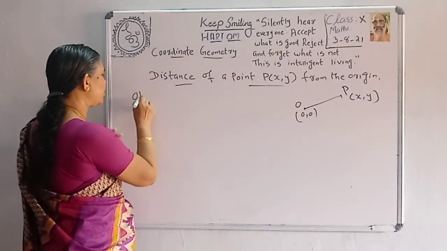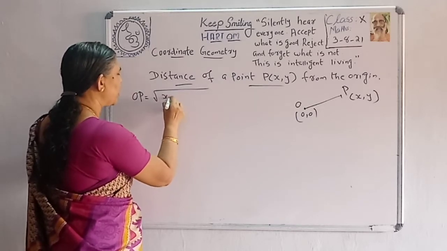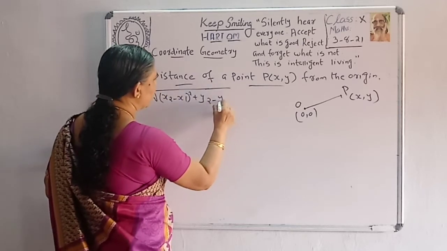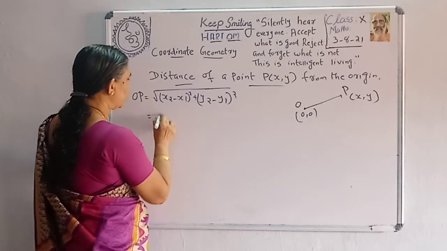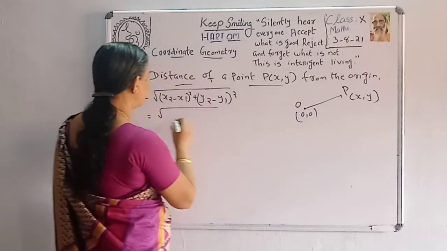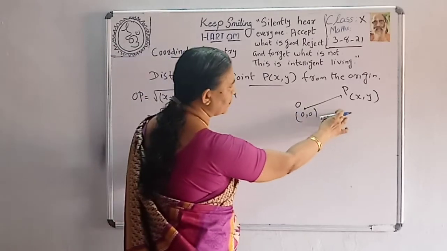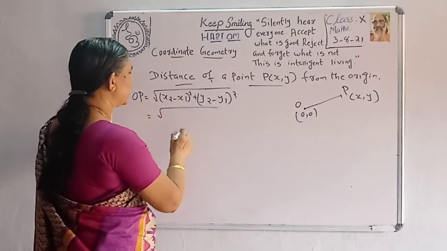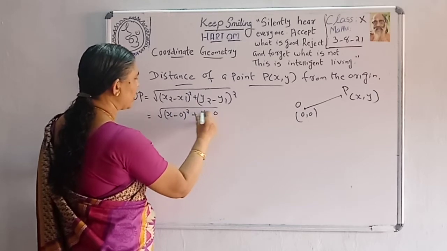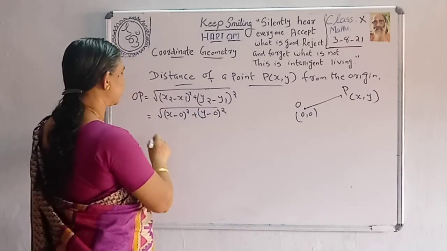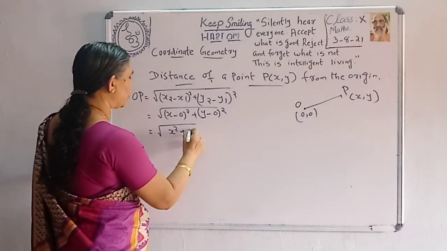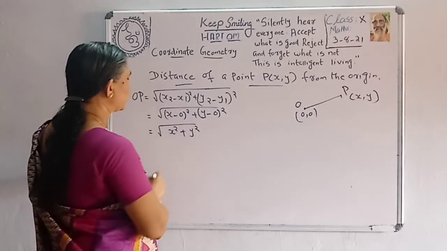Then we can use the distance formula for OP, which is equal to square root of x2 minus x1 the whole square plus y2 minus y1 the whole square. We take x2, y2 as x, y and x1, y1 as 0, 0. Then it is equal to square root of x minus 0 the whole square plus y minus 0 the whole square. x minus 0 is x, that is x square. y minus 0 is y, that is y square. Then it is equal to square root of x square plus y square.